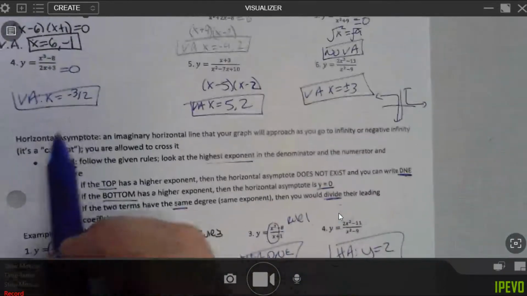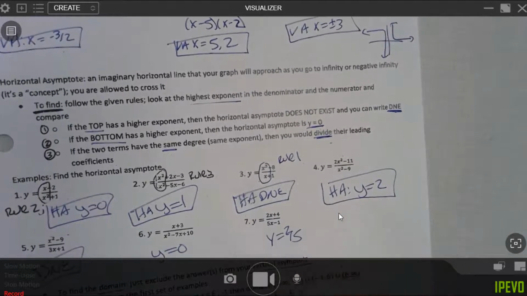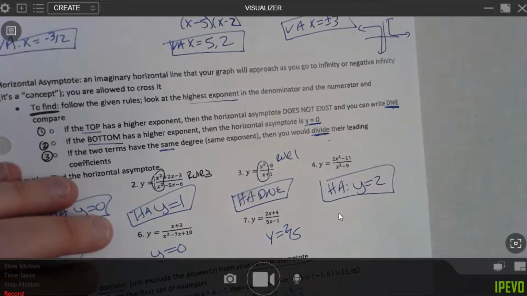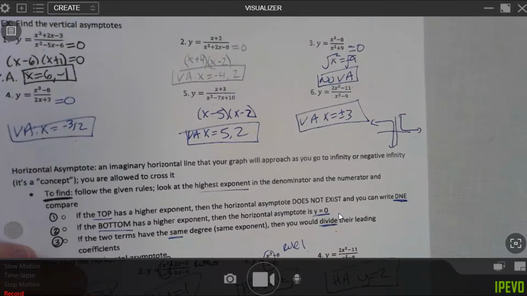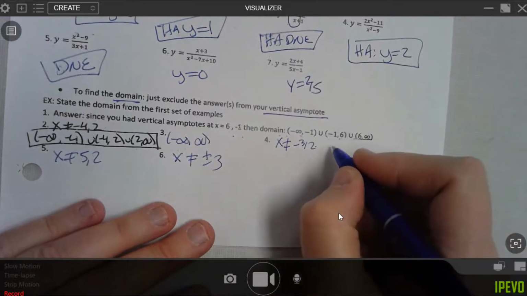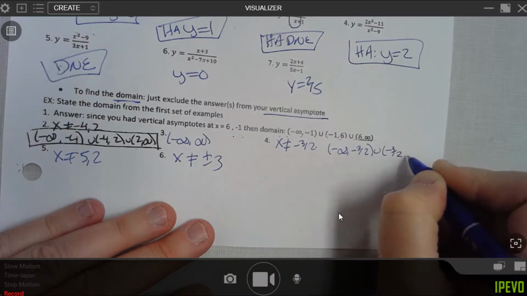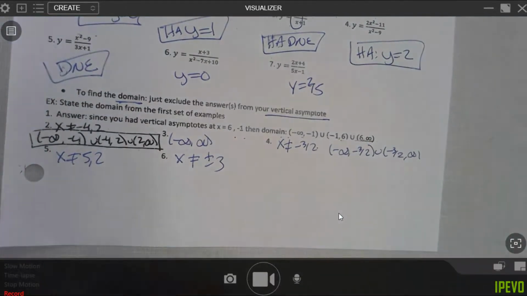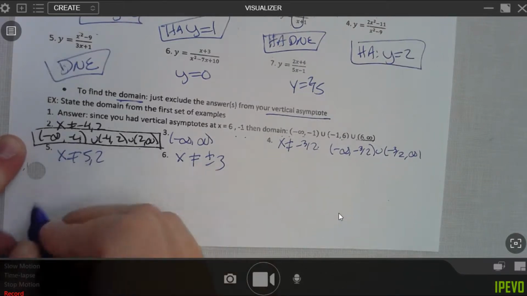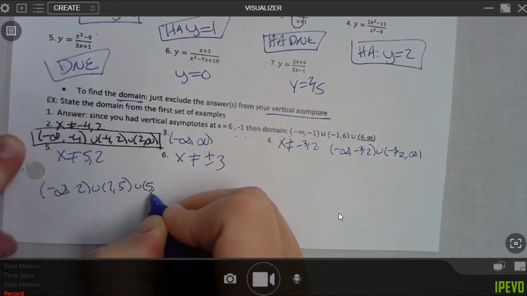4, my vertical asymptote was at negative 3/2. So x cannot equal negative 3/2. Let's see. 5. I'm just going to write them down here. So we have to exclude these numbers. So to exclude just one number, you just have to go negative infinity to the number, and then the number to infinity. Exclude 2 numbers looks like just the one above it. So the 2 is smaller, so it goes first. 5 is bigger, so it goes second. So we're going to say negative infinity to 2, 2 to 5, 5 to infinity.